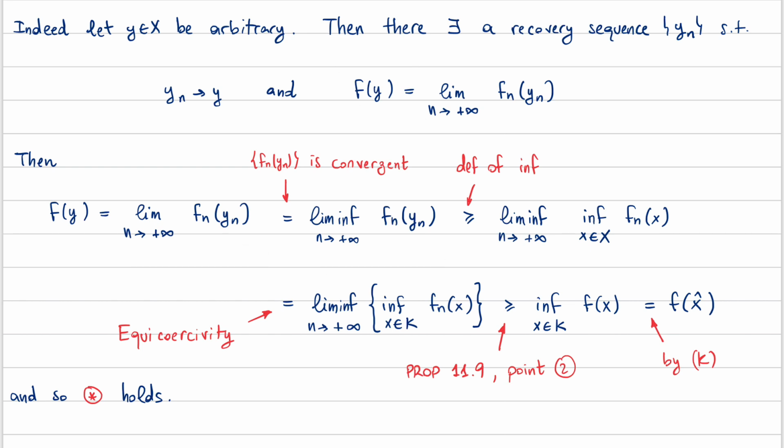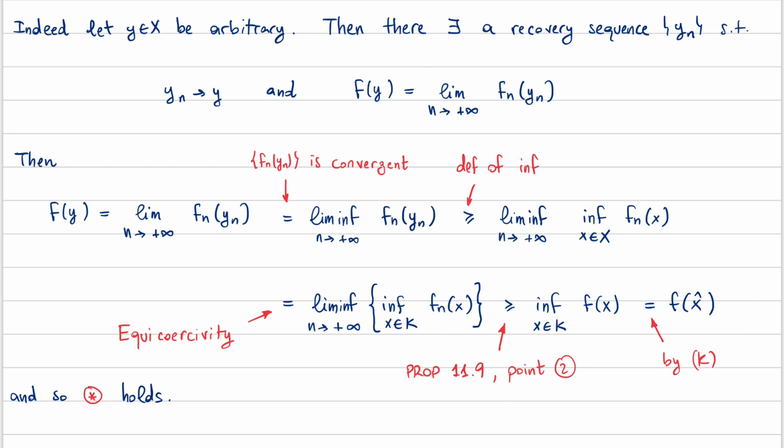Now, by definition of infimum, yn is an element of X, so fn of yn is larger or equal than the infimum of fn over the whole space. And this is true for every n in N, and therefore it's true also for the lim-infs. So this is just the definition of infimum. And now here we can use equicoercivity.